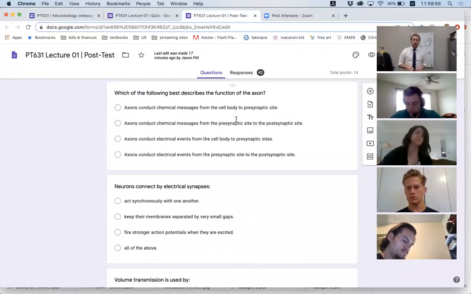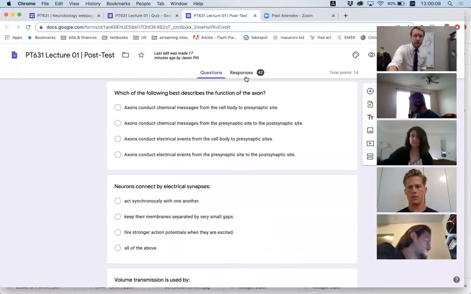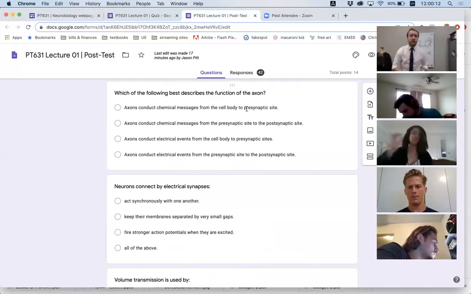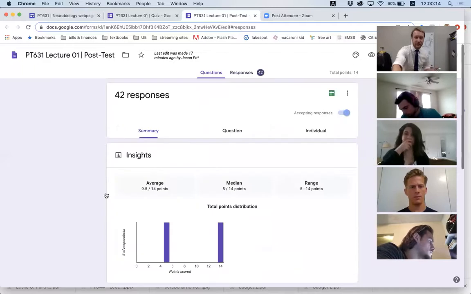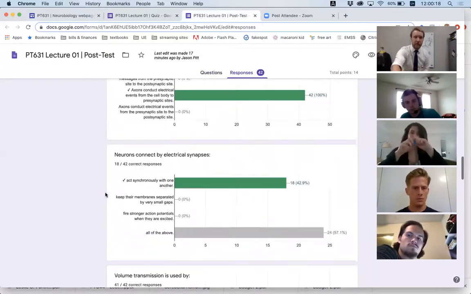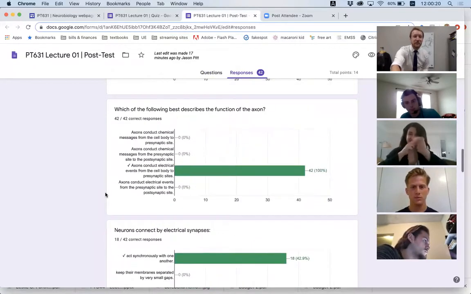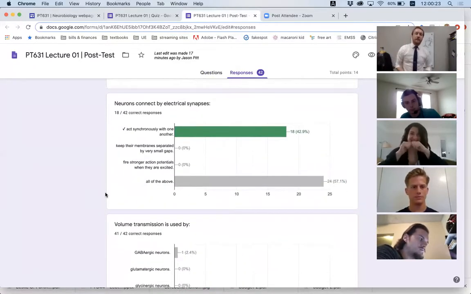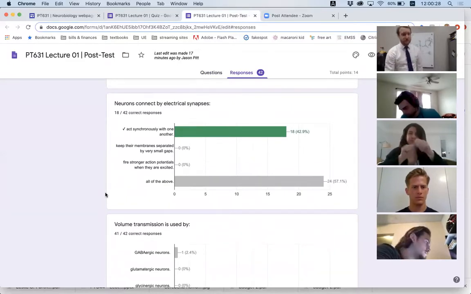Let's see. Okay, we're trying to describe the function of the axon. So conduct chemical messages from the cell body to the presynaptic site. Probably not. Well, let's see what we picked. If you got this, then I'm not gonna belabor it. Okay, I'm not gonna belabor that. I didn't need to do the last one either. Okay, we do need to talk about this one because you fell for it. You picked all of the above. Why wouldn't you? Why would I write that if it weren't true?